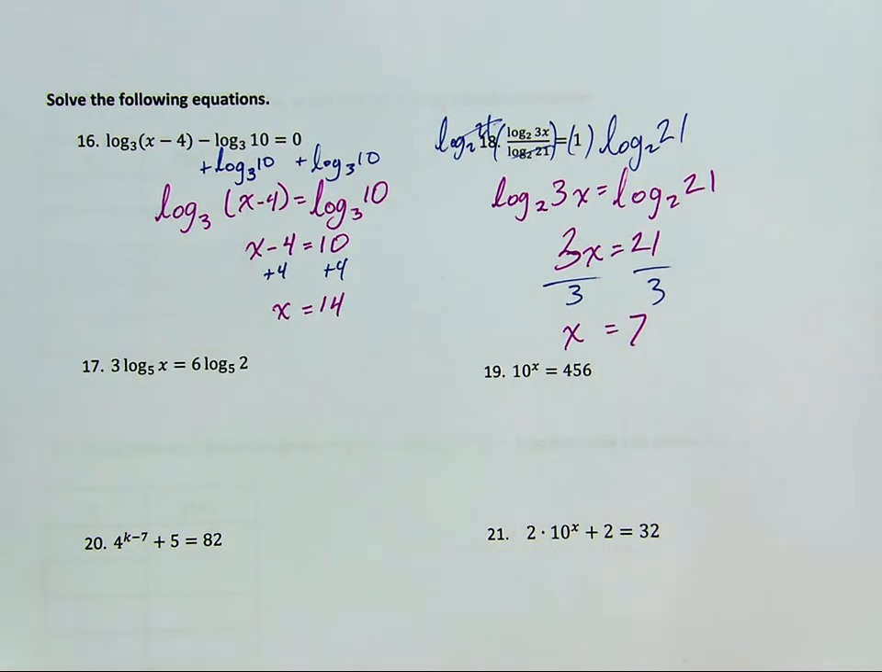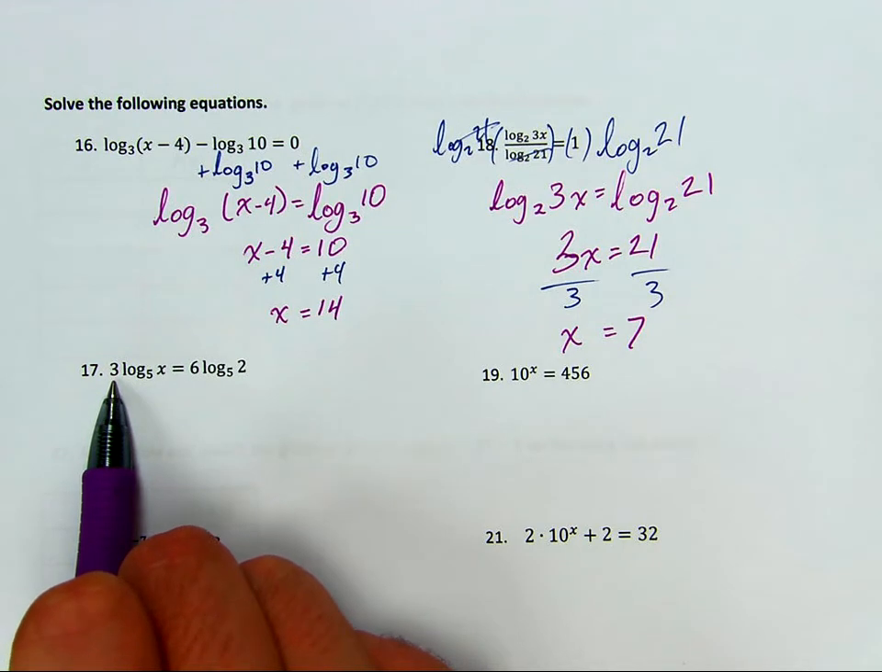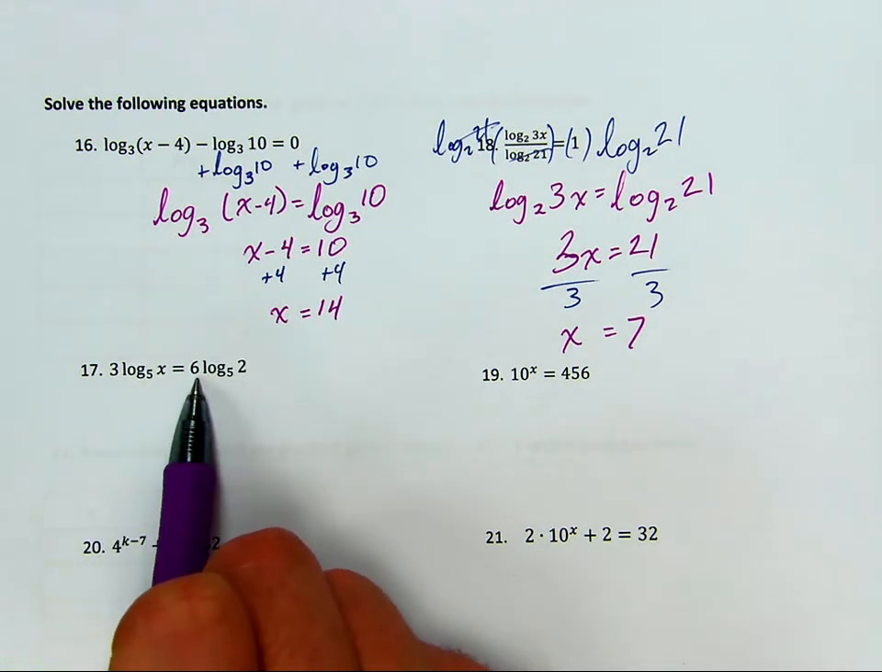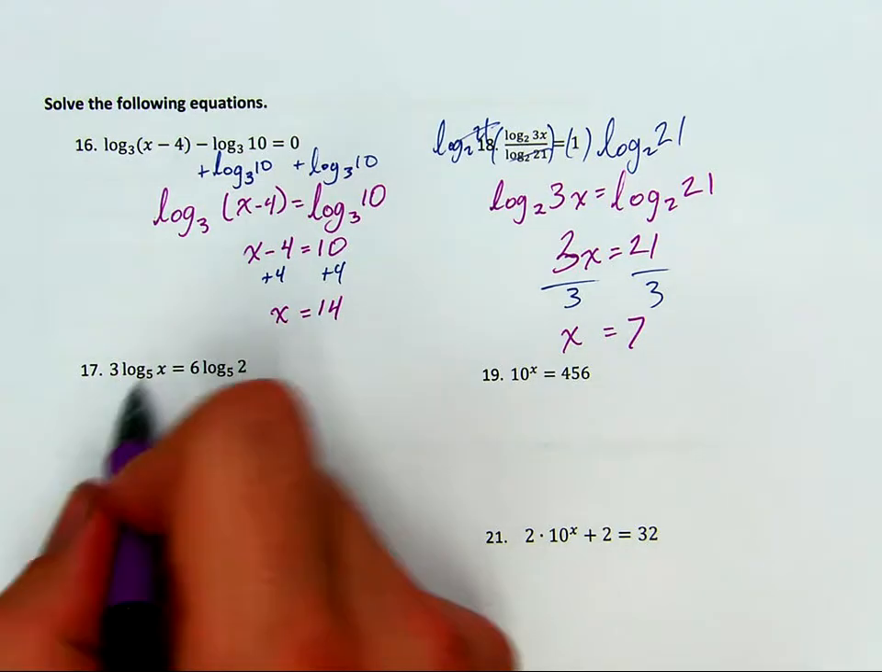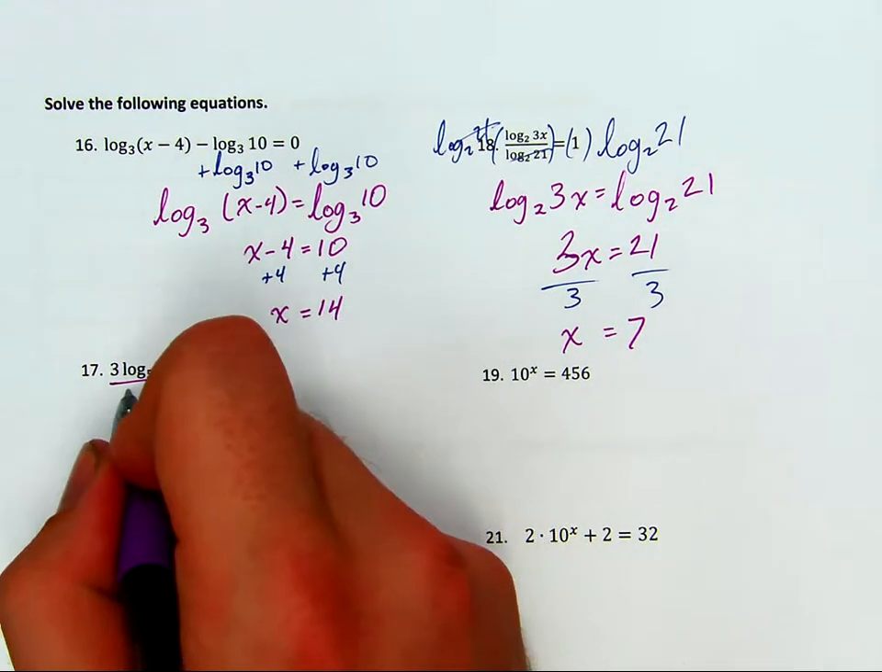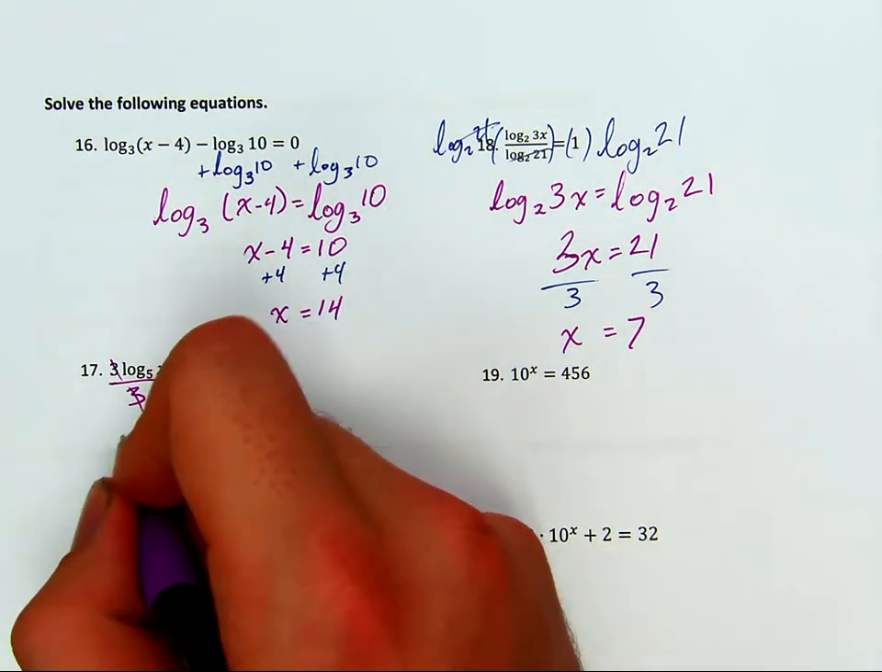Number 17, 3 log base 5 of x equals 6 log base 5 of 2. Now, with this type of problem, we do not want to use the power rule first. We do not want to take this 3, move it inside. We do not want to take the 6 and move that inside. We notice that 3 is a factor of 6, so what we could do is make those numbers smaller by dividing both sides by 3, which means these 3's are going to cancel each other out. This 6 and the 3 will cancel, turn into a 2. So we end up with log base 5 of x equals 2 log base 5 of 2.